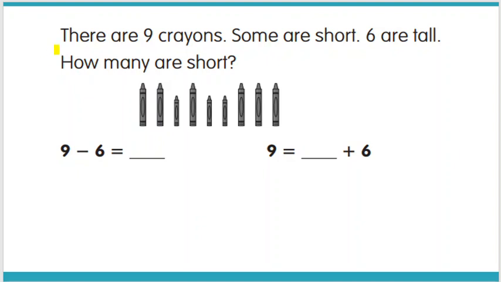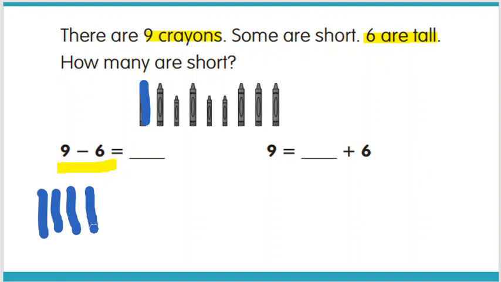All right, so in this one it says there are 9 crayons. Some are short, 6 are tall. How many are short? So they're asking us to find out how many are short. So our problem is 9 minus 6, just like it's written right here. So I know that I need to start with that 6, right? So I'm going to say each of these tall crayons are blue. I want to draw 6 tall crayons. 1, 2, 3, 4, 5, 6.